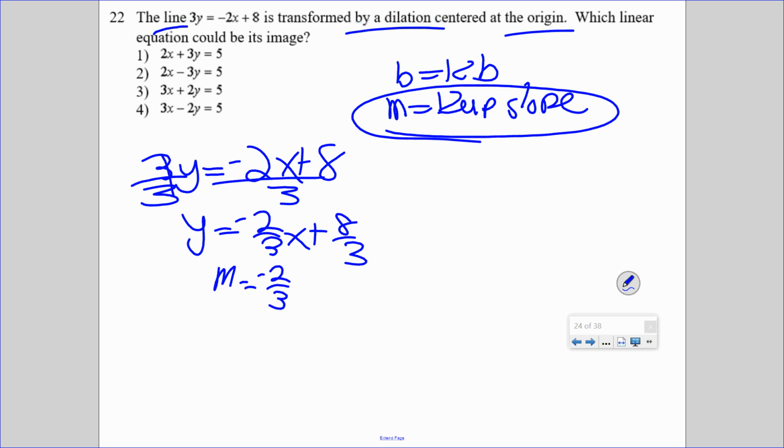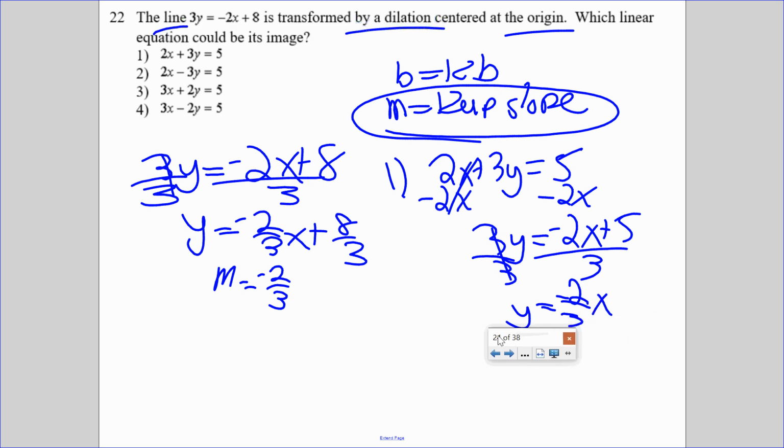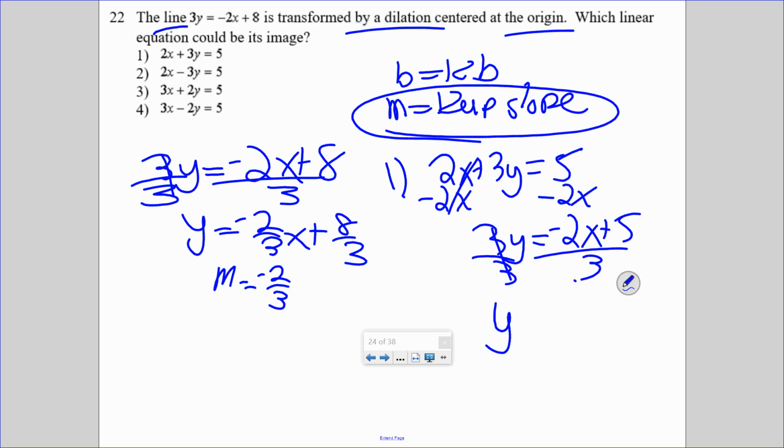So which of these has a slope of negative 2/3? I believe it's choice 1. Because if I get y by itself, that's a little sloppy. Break it down a little bit lower here. I got y equals negative 2/3 x plus 5/3. Slope's the same. When you dilate something, your result is parallel, which means it has the same slope.